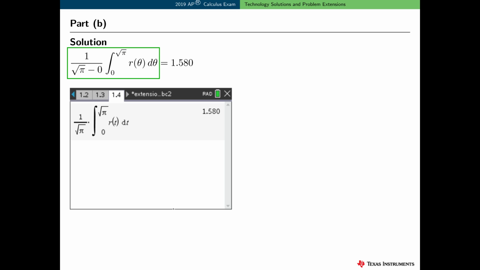In Part B, we need to find an average value, the average distance from the origin to a point on the polar curve. Well, the distance from the origin is simply the expression r of theta. So we need to find the average value of r of theta over the interval 0 to the square root of pi. Now here's how I found this using technology. It's interesting that the TI-Nspire did not return a symbolic answer here. You might think about why.